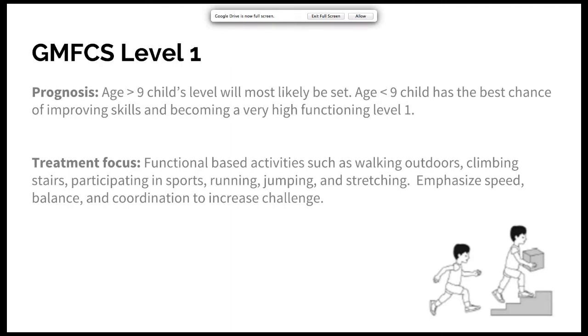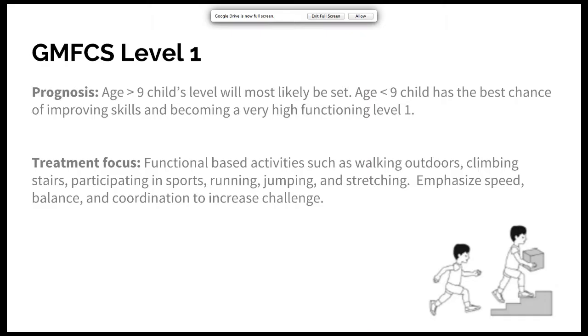For prognosis, as we discussed earlier, the child's age will help determine how much potential the child has for making gains. A child older than 9 will likely stay where they are functionally on the GMFCS level scale. But a child who is younger than 9 has a significant chance of becoming a higher functioning GMFC level 1. So our treatment focus on this level should include functional activities such as walking outdoors, climbing stairs, participating in sports, running, and jumping.